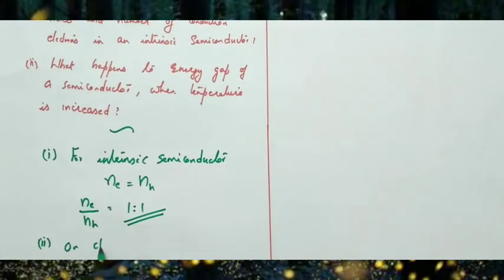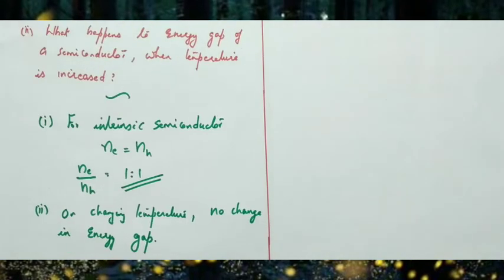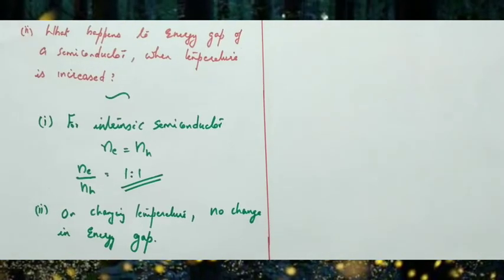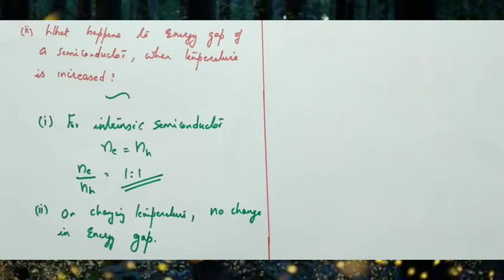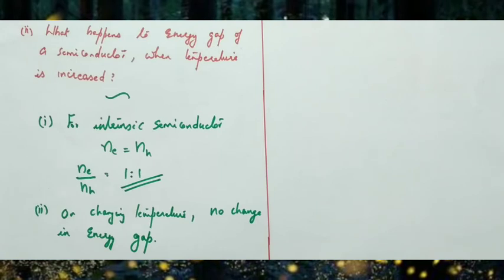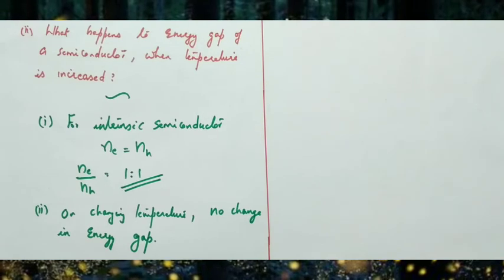So on increasing the temperature, no change in energy gap. Okay, but on doping, what happens to forbidden energy gap? As discussed in the last question, on doping, forbidden energy gap decreases, but as temperature increases, there is no change in the energy gap.